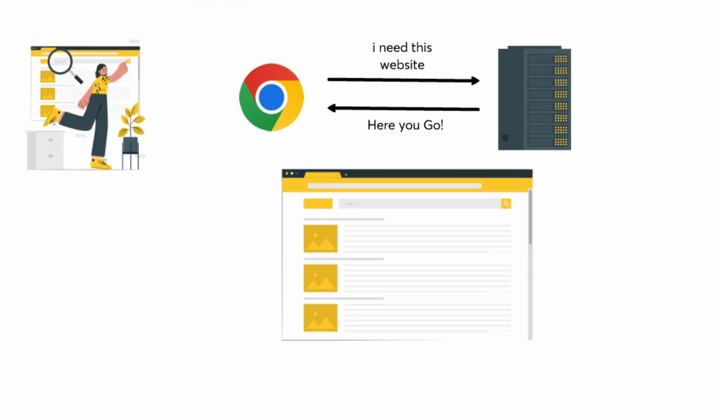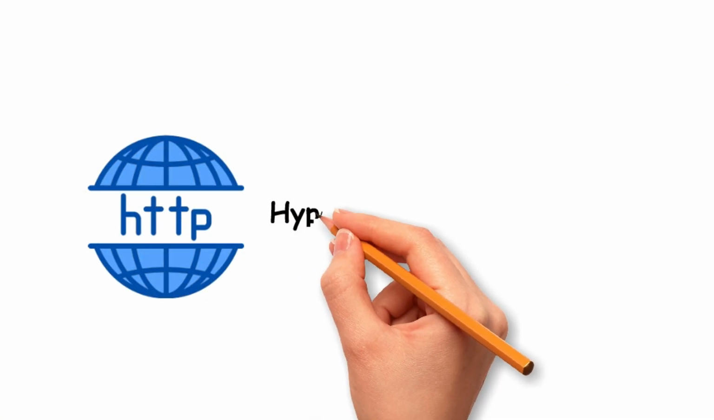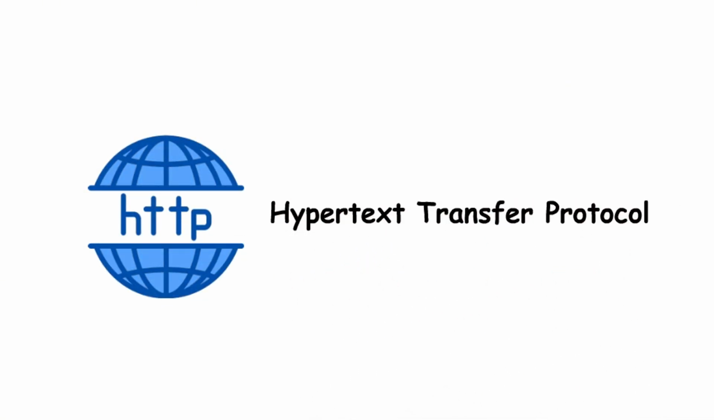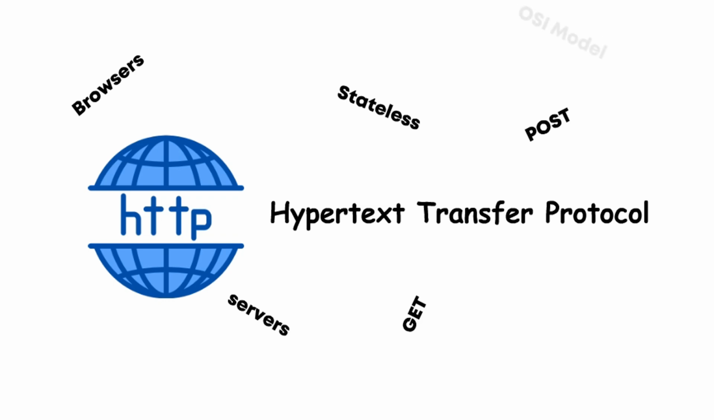In this video, we'll explore the basics of HTTP, or Hypertext Transfer Protocol, the system that makes the web work seamlessly. By the end of this video, you'll understand how browsers and servers communicate, the role of HTTP methods like GET and POST, why HTTP is stateless but websites still remember your information, and how HTTP fits into the bigger picture of the OSI model.